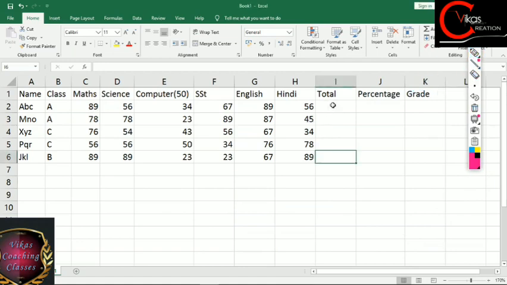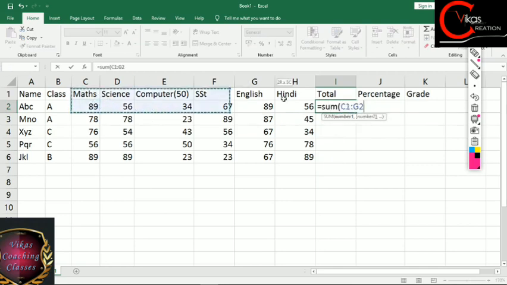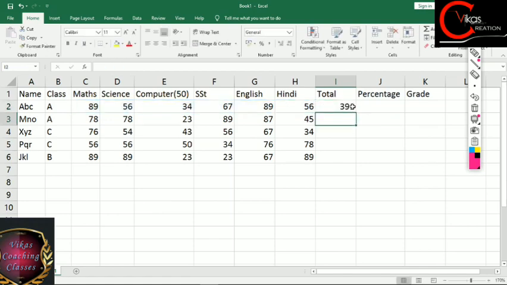So I am writing here now, I have written equals to SUM, then open the bracket, select the range, close the bracket. And one thing you have to pay attention to: when you are selecting this range, kindly check whether all the cells are highlighted or not, because if any of these cells is skipped, in that case your function will not show you the correct output. So I have clicked on the enter key and I have got my output also.